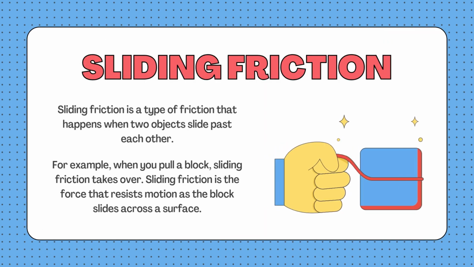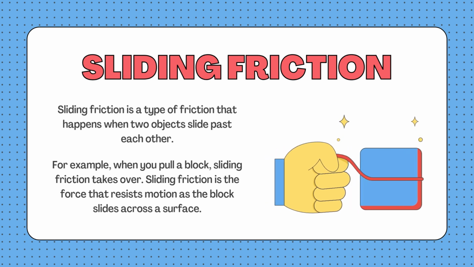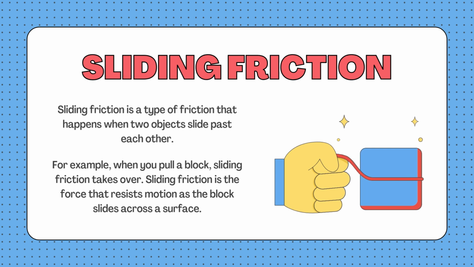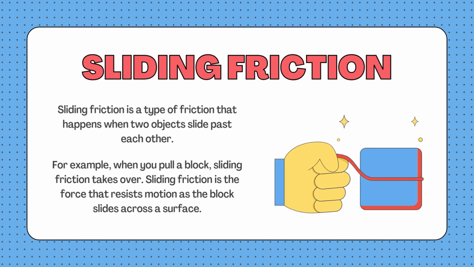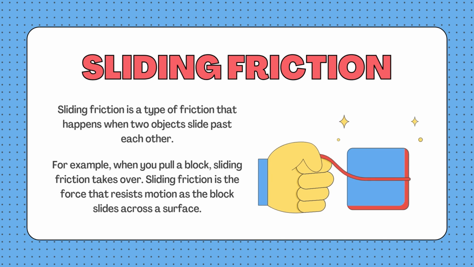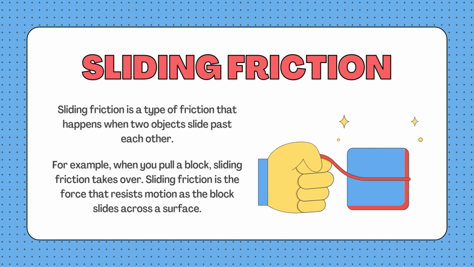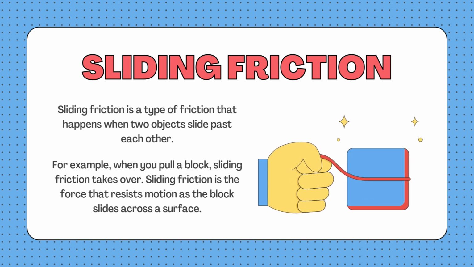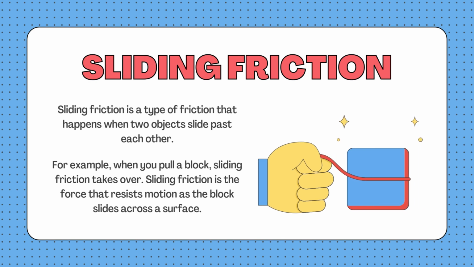Sliding friction is a type of friction that happens when two objects slide past each other. For example, when you pull a block, sliding friction takes over. Sliding friction is the force that resists motion as the block slides across a surface, and it's generally less than static friction. This is why it's usually easier to keep an object moving than start its motion. For instance, sliding friction acts against a block being pulled across a table, providing resistance that influences movement and balance.